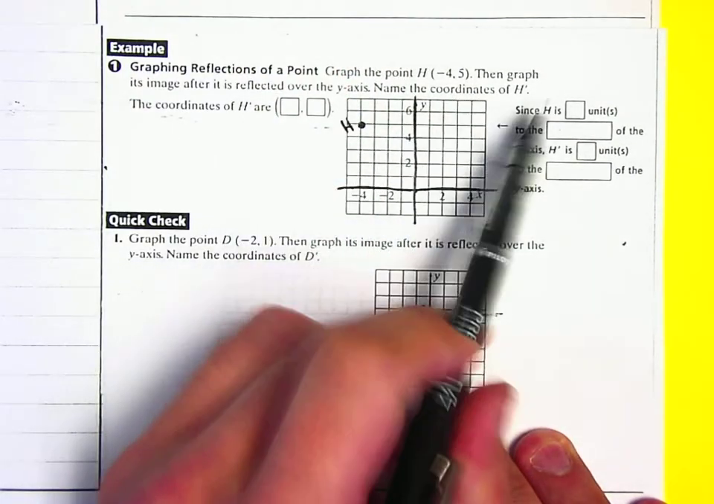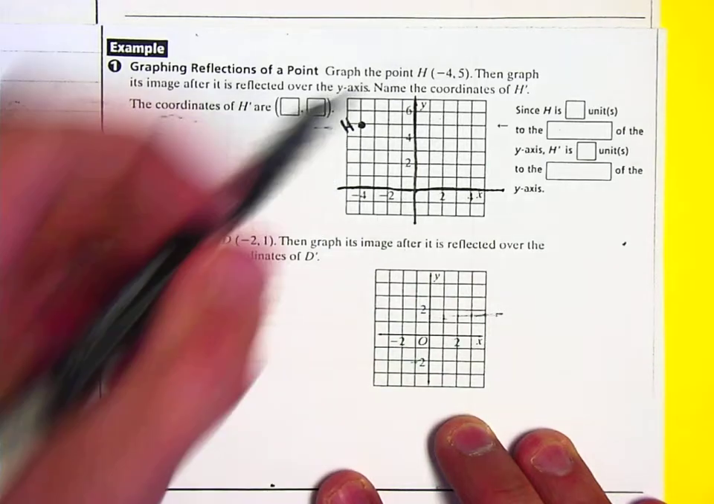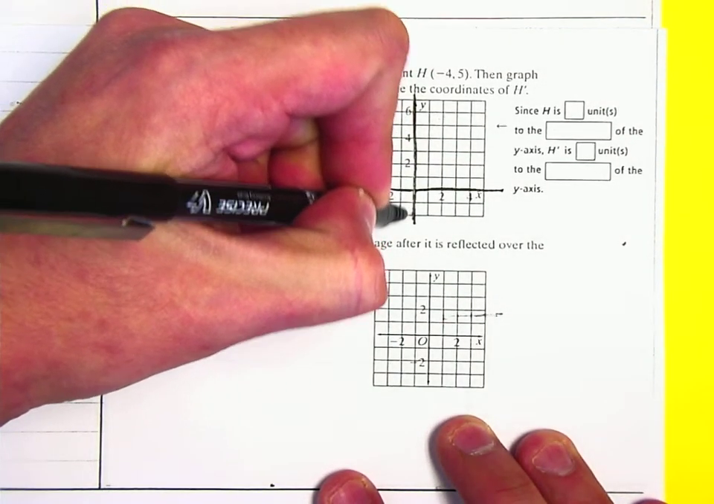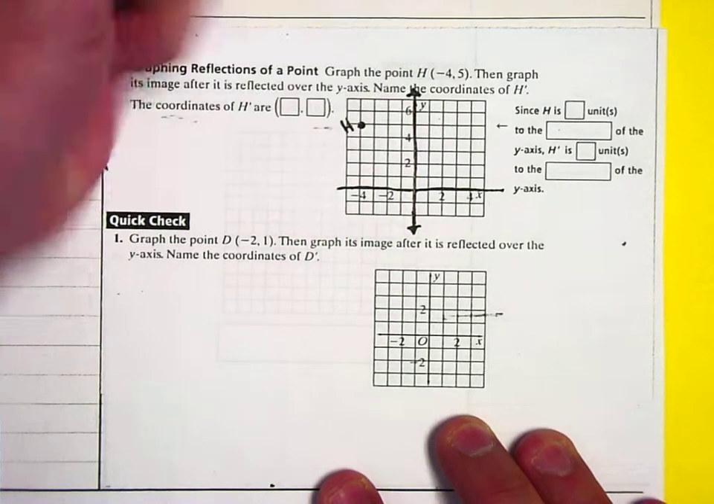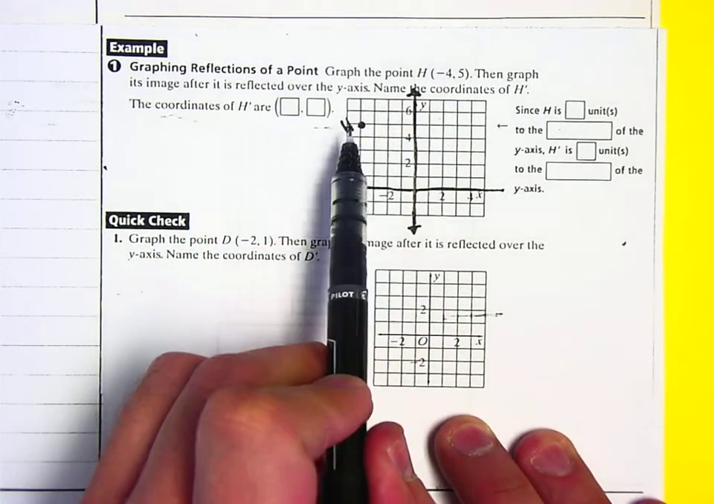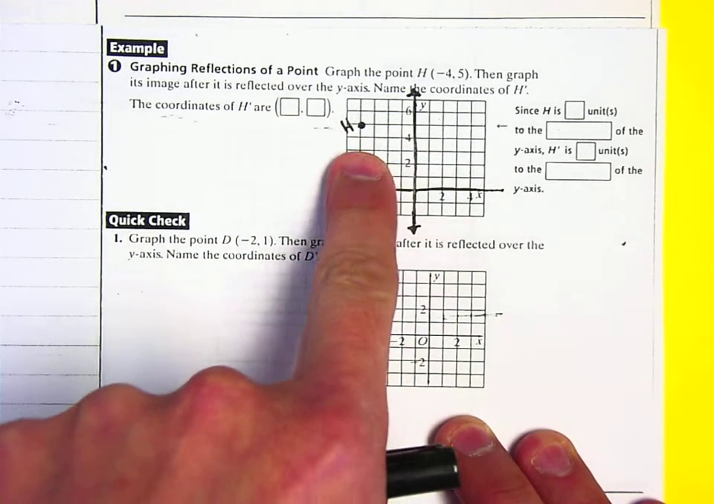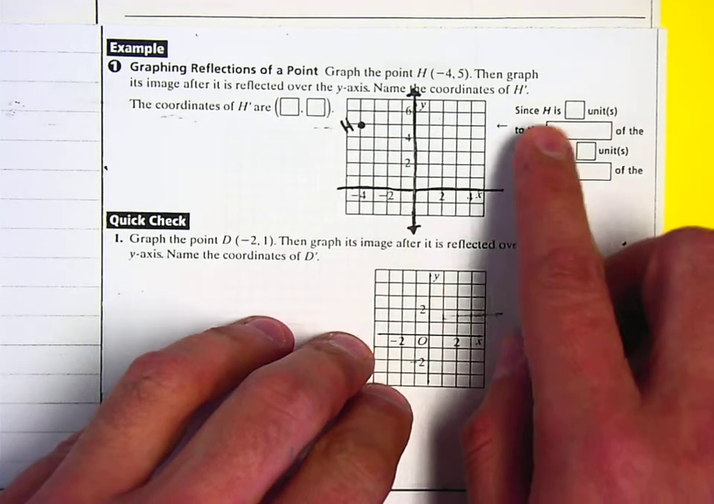The instructions say then graph its image after it's reflected over the y-axis. So I have to find the y-axis. I know from 2 days ago when I did the coordinate plane that this up and down line in the middle of my graph is my y-axis. So I'm going to reflect point H to the other side of this line. So right now it's in quadrant 2 and it should end up in quadrant 1. Then we're asked to name the coordinates of H prime.